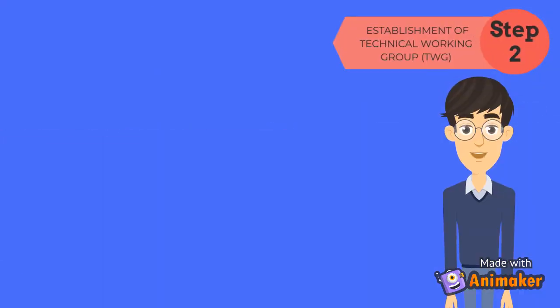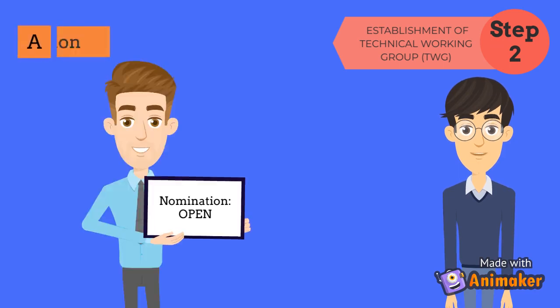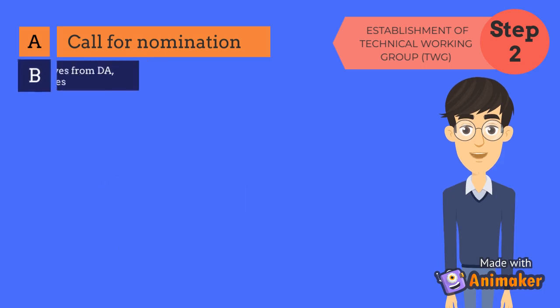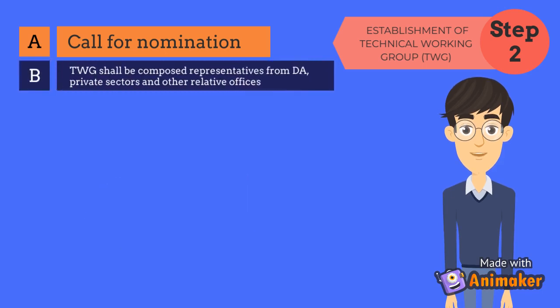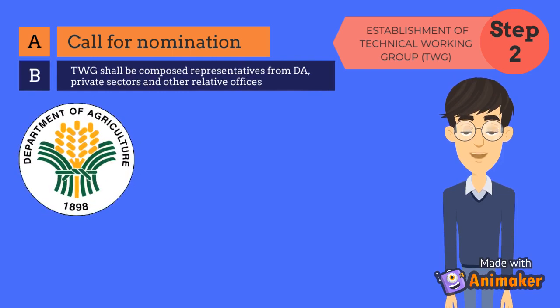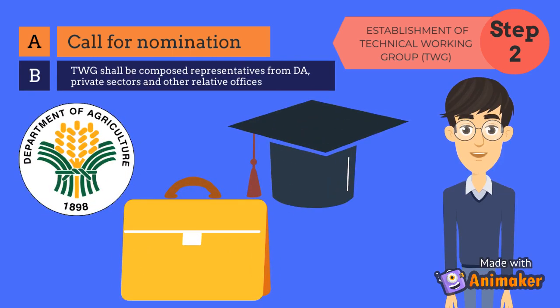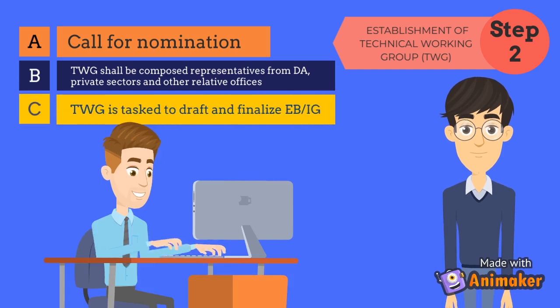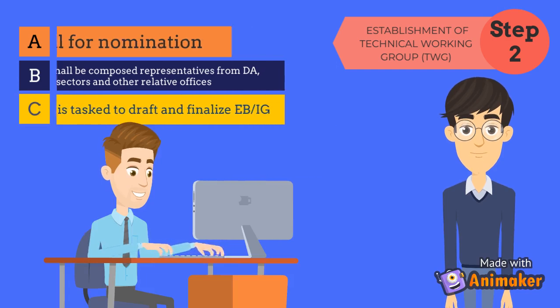Step 2, Establishment of Technical Working Group or TWG. There are 3 parts. A. Call for nomination. B. TWG shall be composed of nominated representatives from DA, private sectors, and other relative offices. C. TWG is tasked to draft and finalize the EB or IG.